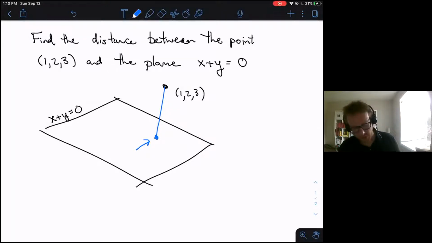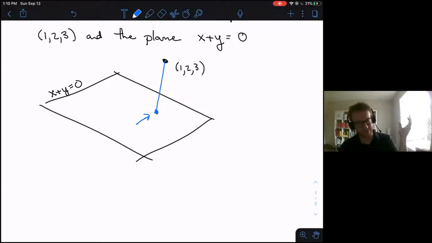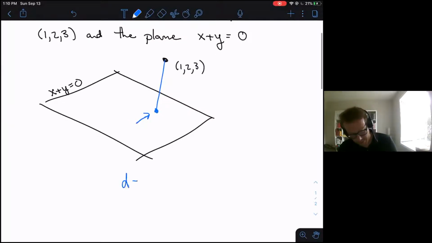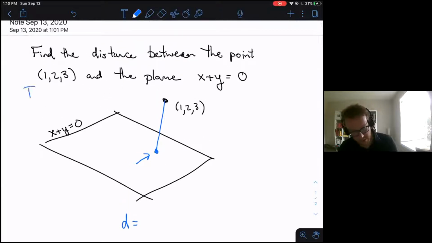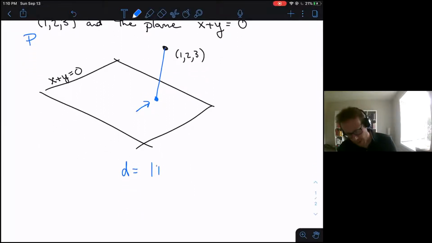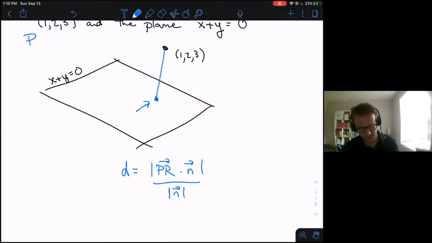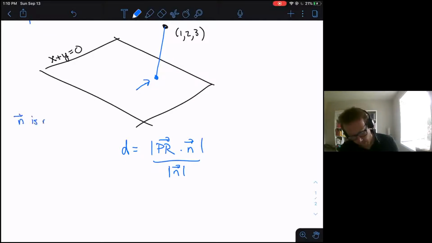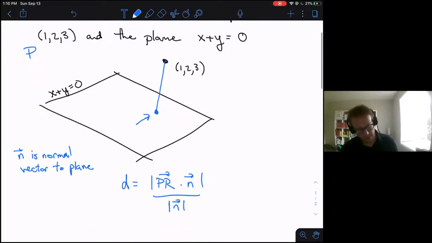You may remember from the WebWork, if you've seen this problem already, and if you haven't, it's coming up soon, that the distance between this point, which I'm going to call P, and this plane is given by the absolute value of PR dot n divided by the magnitude of n, where n is a normal vector to the plane. We have our P, and the only question is, what is R? R is any point on the plane.